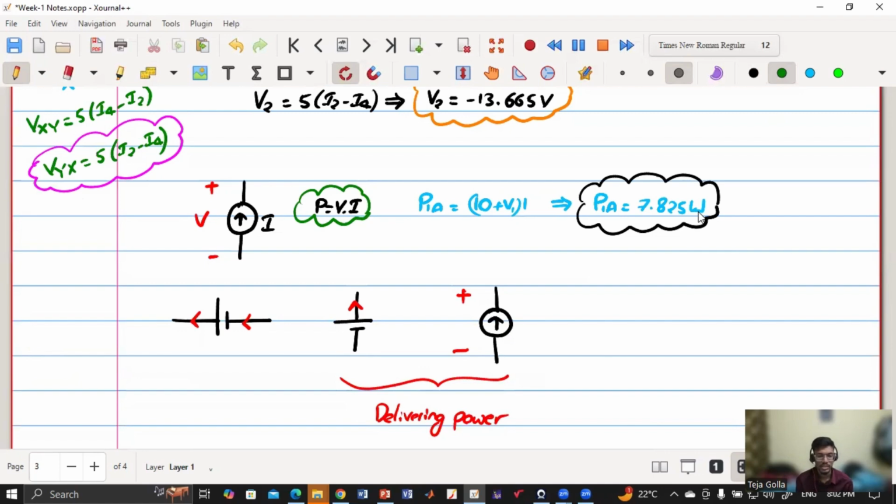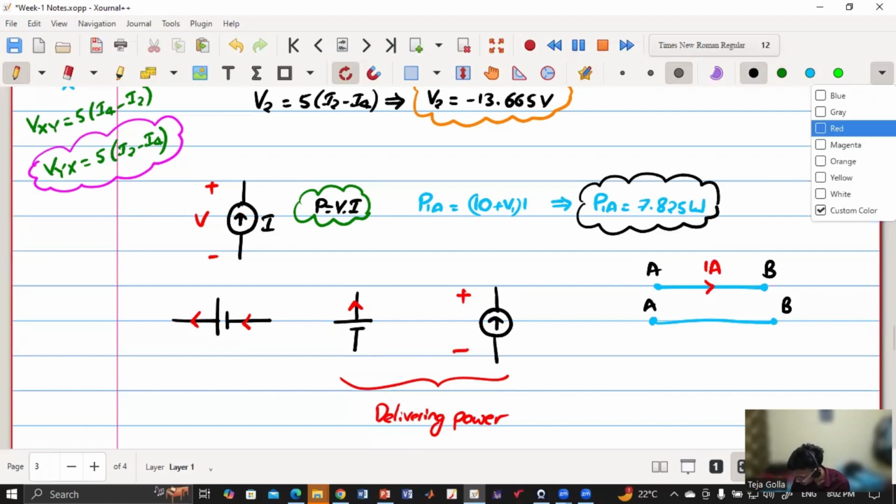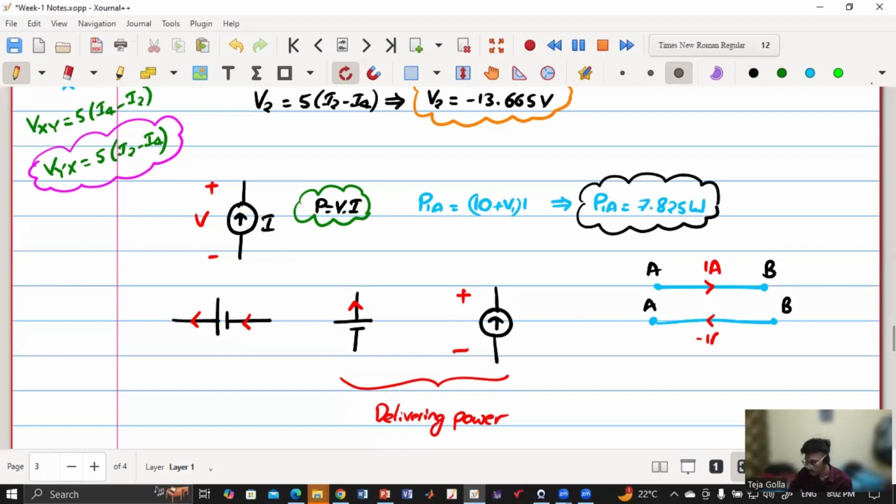Got it? Say current is flowing from point A to B, and the value is 1 ampere. Now I ask, how much is the current flowing from B to A? Minus 1 ampere. Similarly, if something is delivering 7.825 watt, then it is consuming minus 7.825 watt. That's why the sign is minus. It is not actually consuming power. We are saying it is consuming negative power, which means it is delivering power.